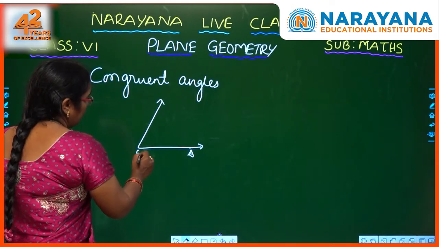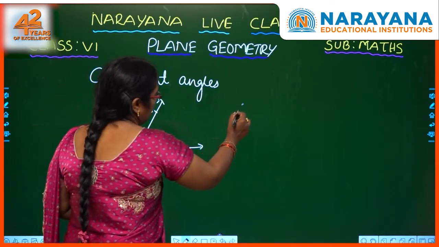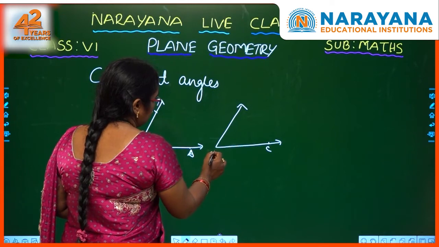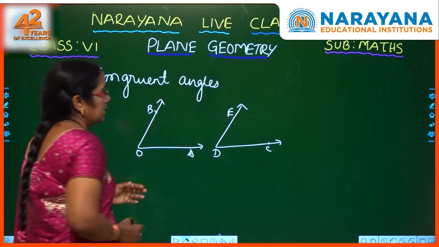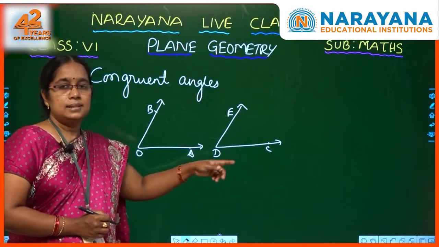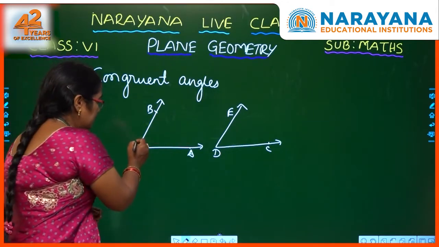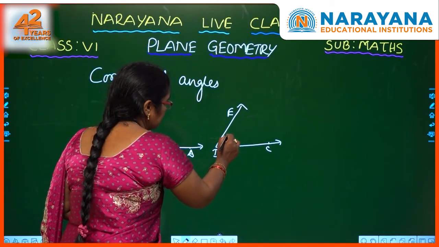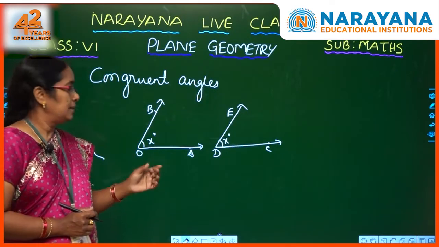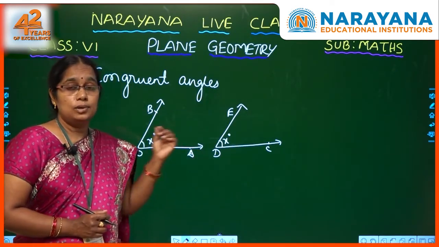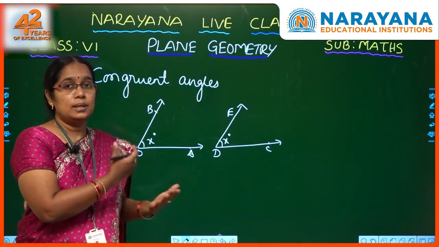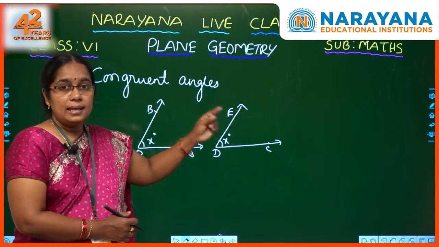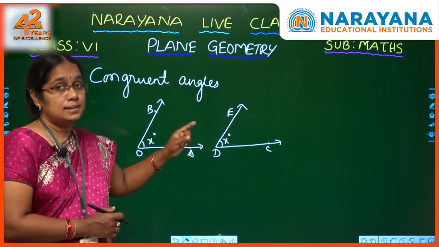This is angle AOB and another angle COD. See, two angles I have considered, angle AOB and angle CDE. Suppose their measures are x degrees and here also x degrees. Observe, both the angles' measures are the same, both are x only. That means their measures are equal. Such angles are called congruent angles because their measures are the same.